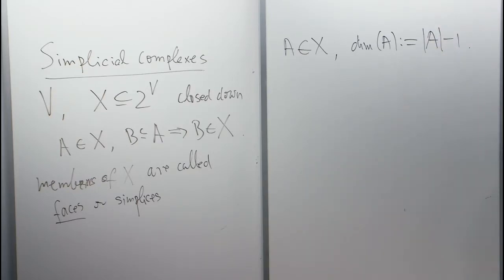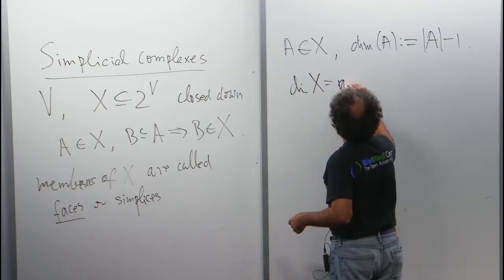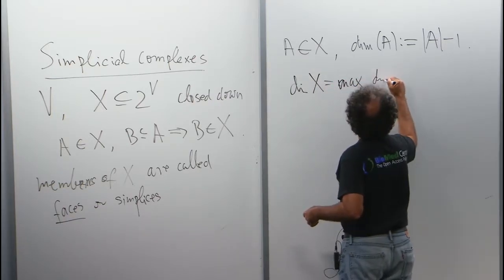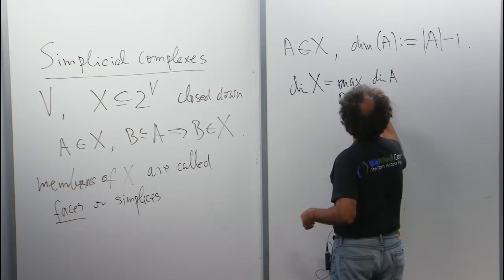So think about it for a moment. It makes perfect sense. A point, cardinality 1, has dimension 0. A pair has dimension 1. It's an edge, and so on and so forth. And the dimension of X is the highest dimension of a face in X. Okay?